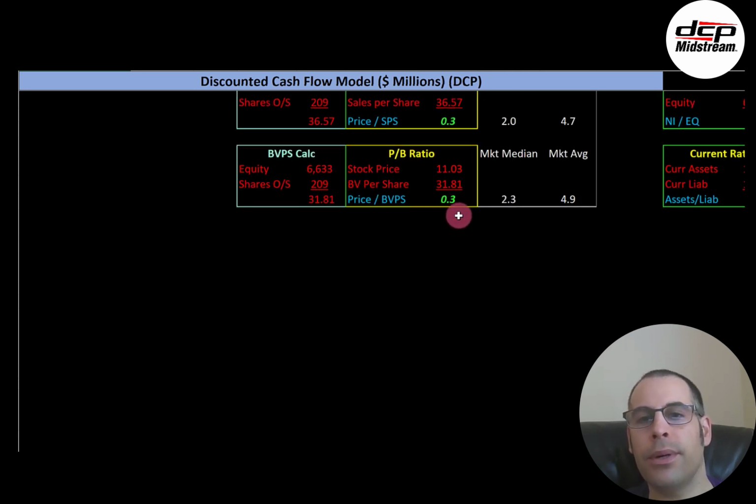Price to book is also really good. The median is 2.3. The average is 4.9. Price to book is stock price over book value per share. To calculate book value per share, that's equity over shares outstanding. I like to see below 3.5. They're at 0.3, so investors are paying 30 cents for $1 of book value. Equity is total assets minus total liabilities on the balance sheet.